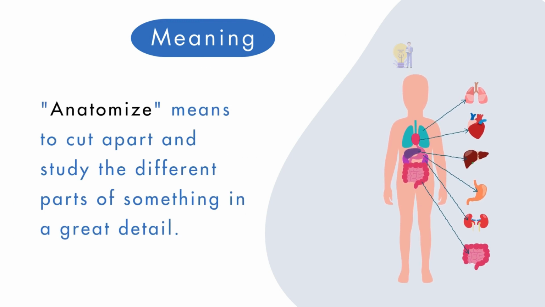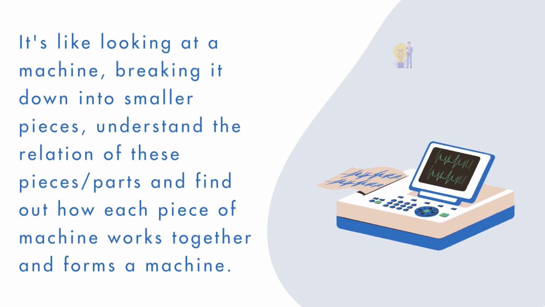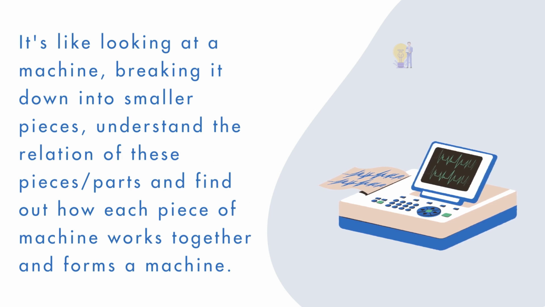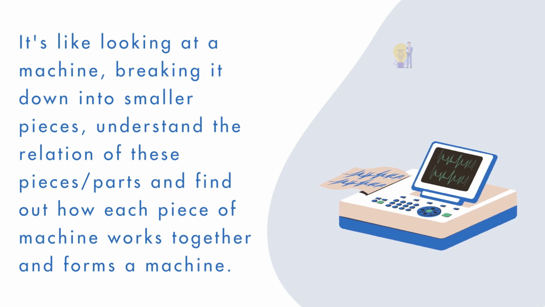Anatomize means to cut apart and study the different parts of something in great detail. It's like looking at a machine, breaking it down into smaller pieces, understanding the relation of these pieces or parts, and finding out how each piece of the machine works together and forms a machine.